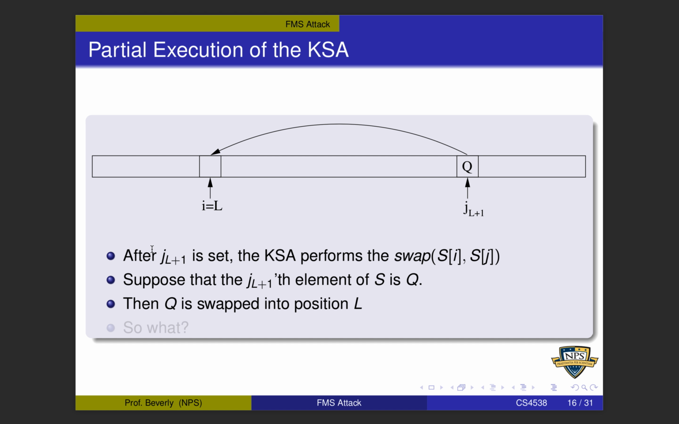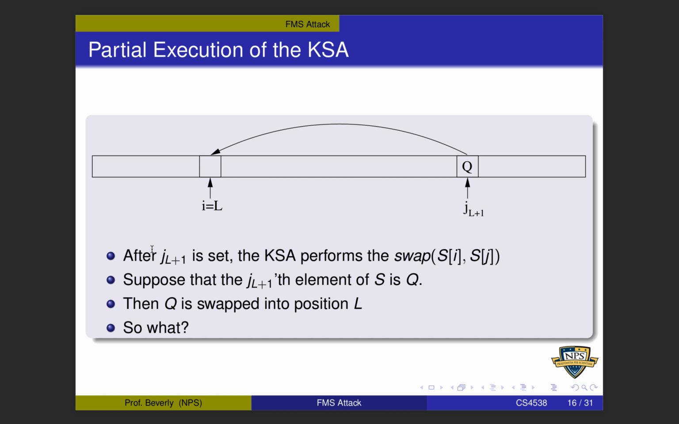And in each step, there's a swap operation going on. So after J is updated, which means that J sub L plus 1 is set, the KSA then performs the swap of the 2 values. The 2 values being what's in the S box at position I and what's in the S box at position J. Now suppose that this thing that J points to in the S box is some value Q. In this case, then Q is going to get swapped into the Lth position of the S box.